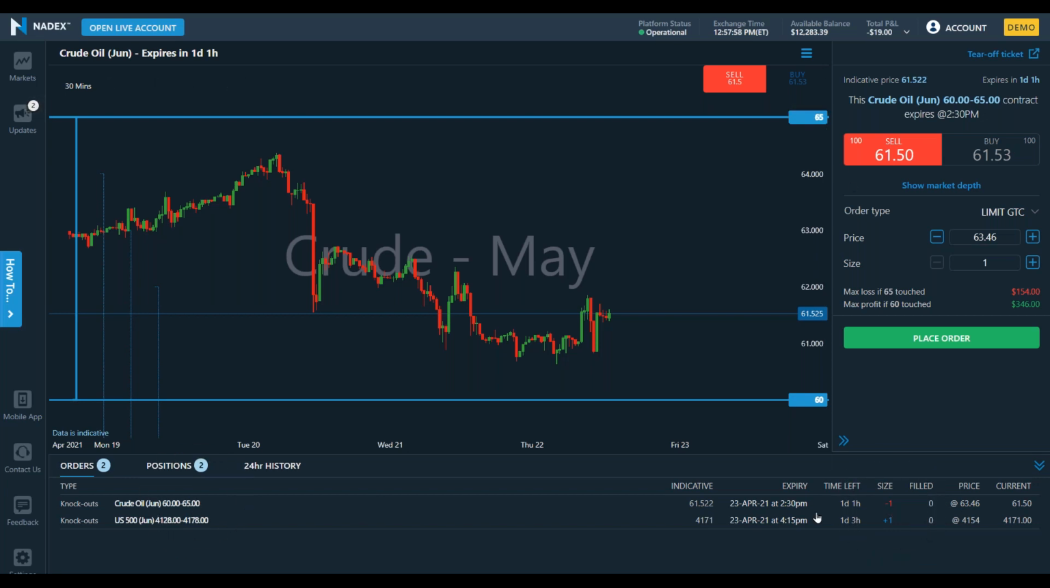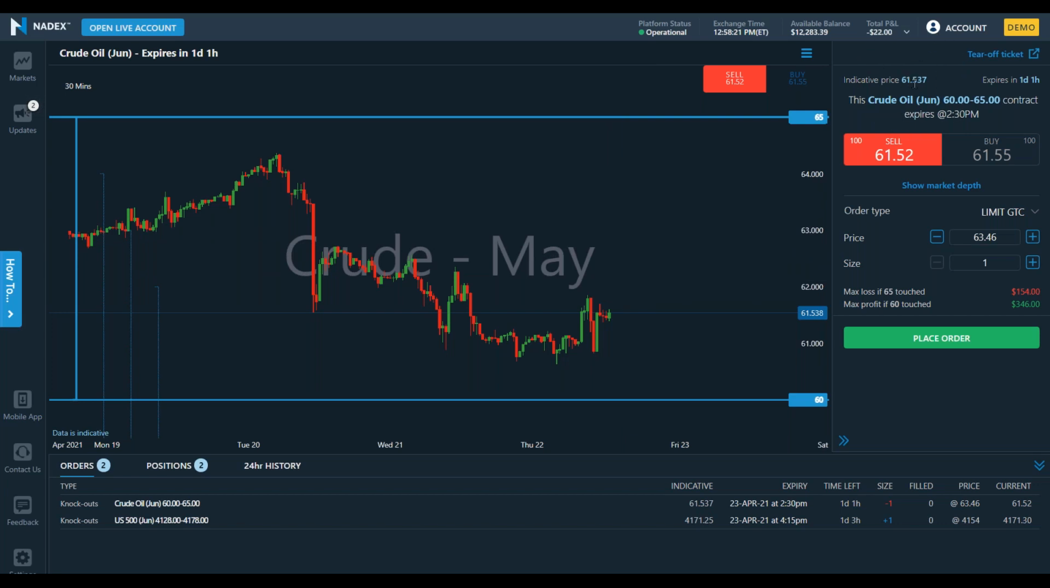I'm not necessarily waiting for this oil contract. I bought oil. I'm not waiting for it to get all the way up to 65 to experience maximum profit. I'd sell it if it just got to 63.46 and say thank you very much. So I think that covers knockouts, and they're very clearly marked and how I can place an order between the bid-ask spread and what I'm trading.